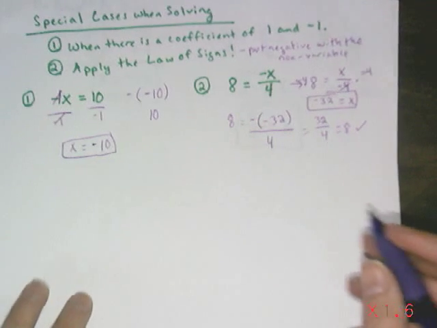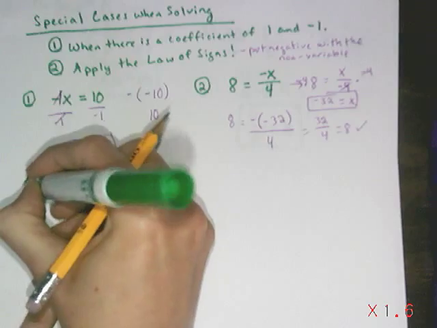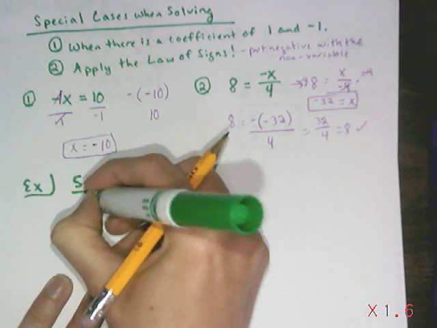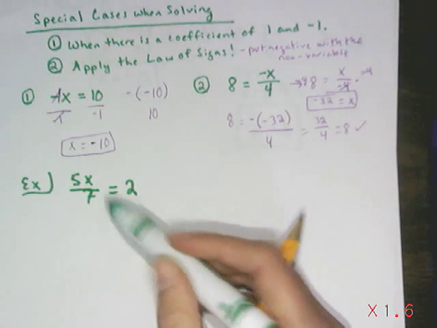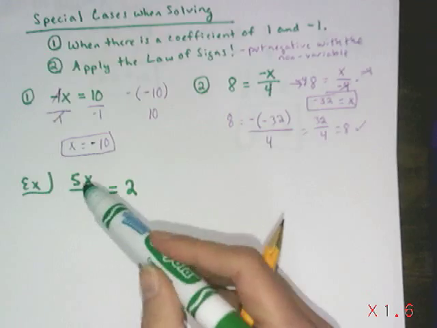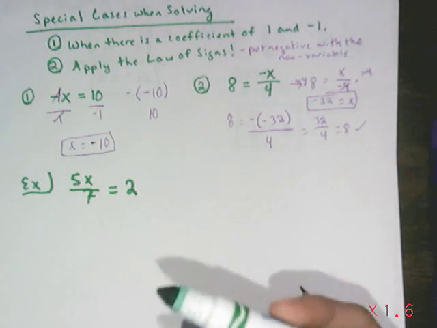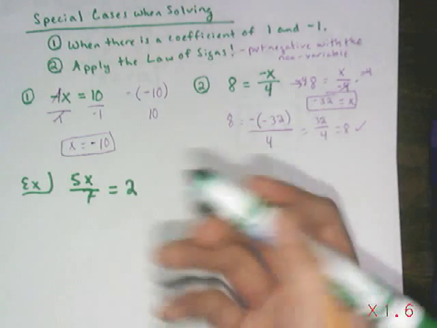Now we are going to look at a couple of other special cases. Here's an example. Sometimes you will see things that look like this. And when you see it, you think, well, there's two things that are happening to x. It's being multiplied by 5, then it's being divided by 7. So you can do this in 2 steps, or you can rewrite this and work a little bit more strategically.